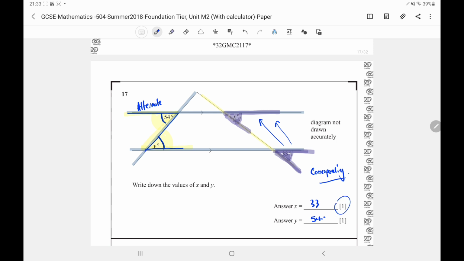Now you only have one mark for each. You don't have to give the answers for this particular question, but it's good to know the rules. Alternate angles give Z, and these corresponding angles, some people remember them as F angles.